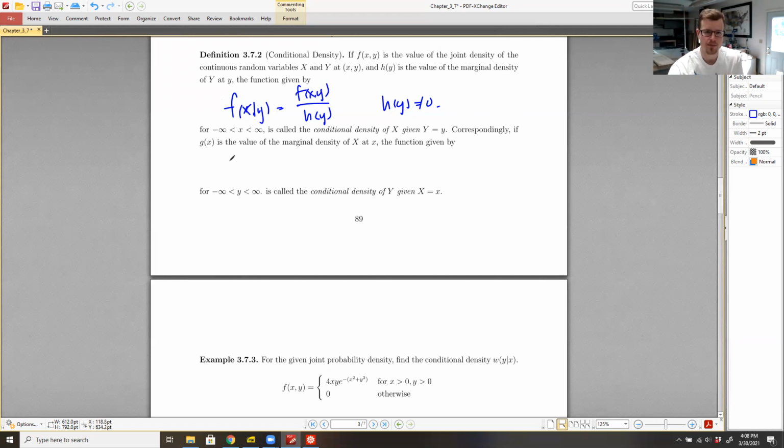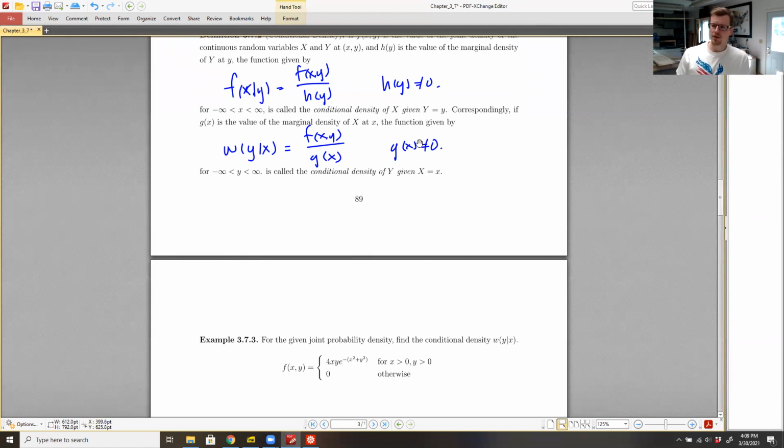Of course, we can have the conditional density of y given x, which we again give a name, w, so we represent the function with w, y given x. And of course, it's still f of x, y, but in this case divided by the marginal density of x, g of x, and we want g of x not equal to 0 here. So again, that's the conditional density of y given x.